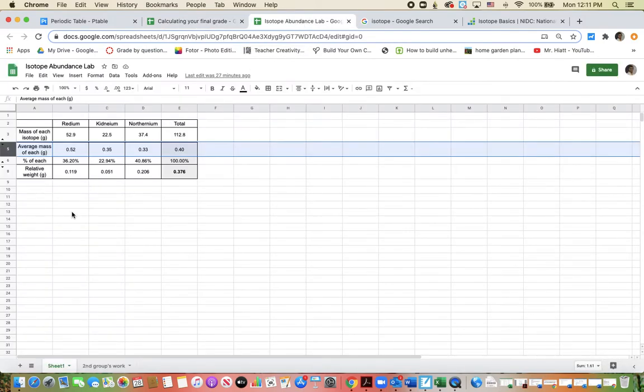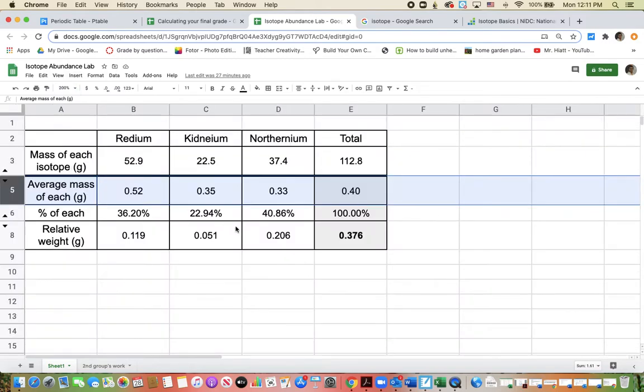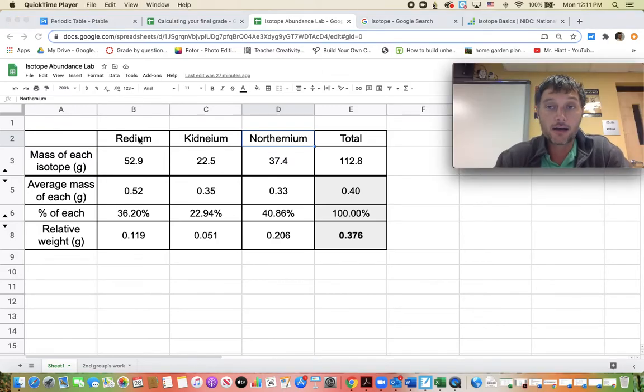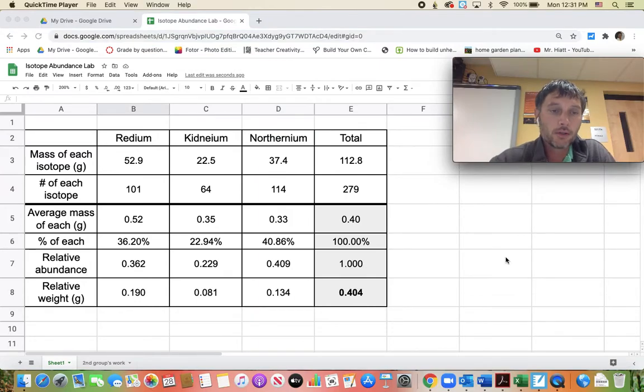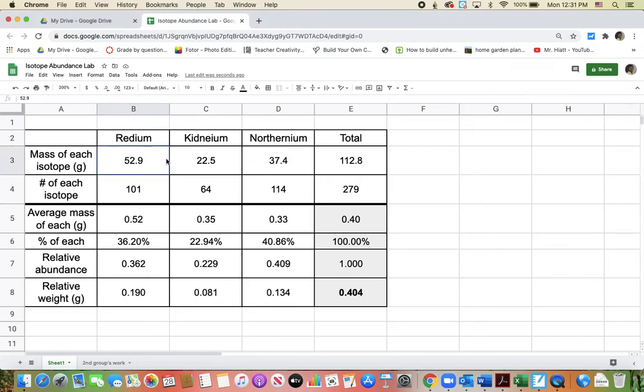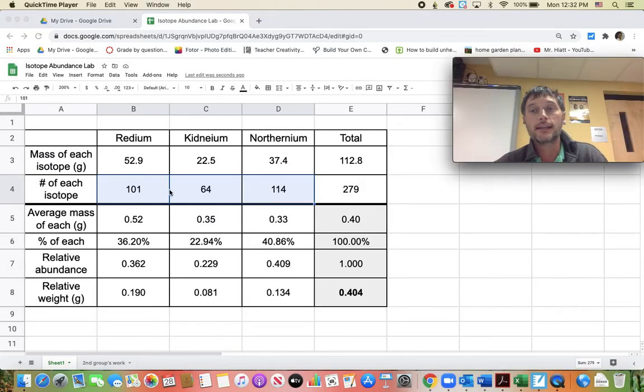If I switch gears and look at, again, a fictional set of isotopes, three different versions of the same atom, all three of these would have the same number of protons, and if not an ion, they would have the same number of electrons. The only thing that's different between these three is the number of neutrons. The challenge with this data set is to take this sample that I provide and determine its atomic mass. What's that number that would go on the periodic table? This is the mass of the total amount of each isotope. This is how many of each isotope were present in the sample.